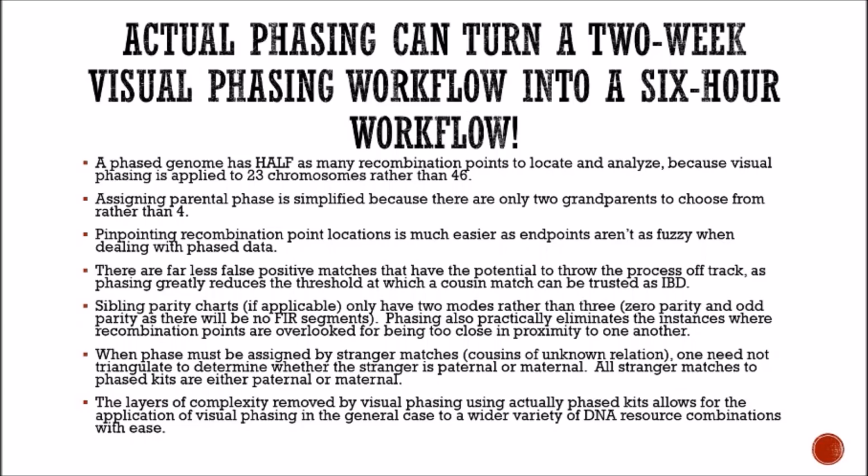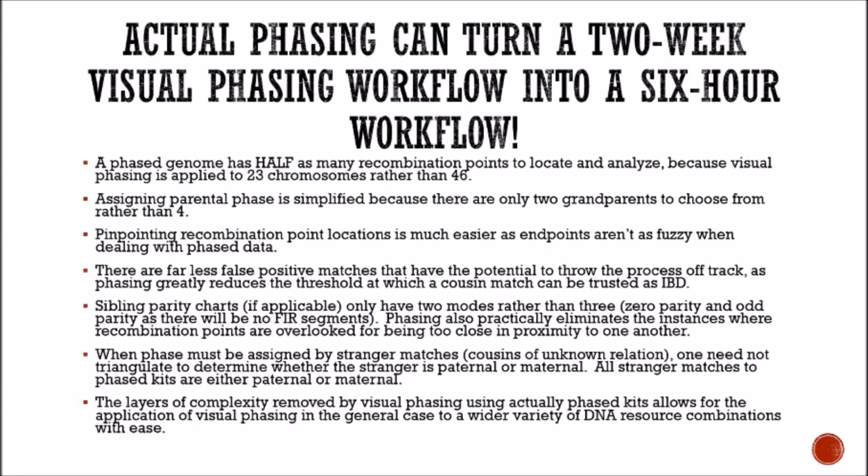I think I got like 7 reasons here. A phased genome has half as many recombination points to locate and analyze, because visual phasing is applied to 23 chromosomes rather than 46. It only looks at one copy at a time, and you may end up doing the other 23, but you've got a finished product when you're done with the first 23. That could be used for reconstructions or whatever you're going to do with your visual phasing map. You're going to be done in half the time already, because you only have to find the recombinations on 23 chromosomes, not 46.